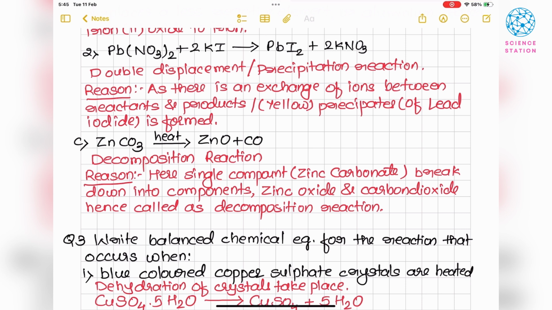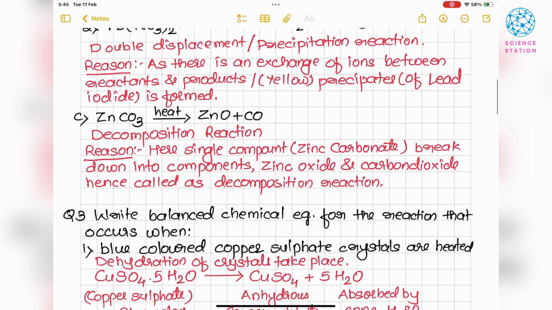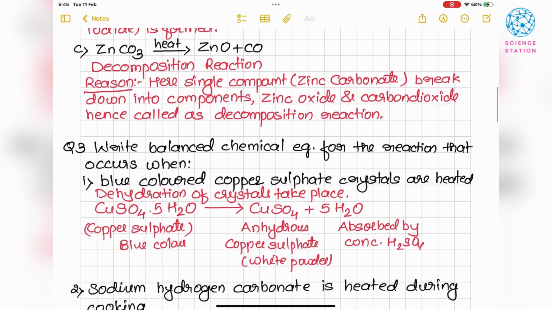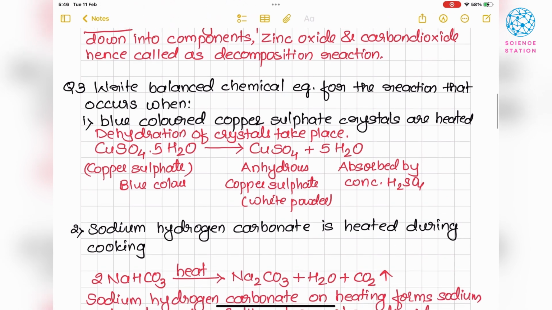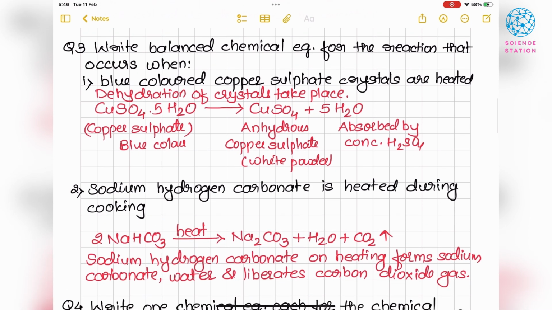Now question 3 says write chemical equation for the reaction that occurs when blue colored copper sulfate crystals are heated. So this is dehydration of crystals. CuSO4.5H2O, which we call as copper sulfate, and it is blue in color, it gets converted into CuSO4 and 5H2O. CuSO4 is anhydrous copper sulfate, that is white powder, and water will be absorbed by H2SO4.